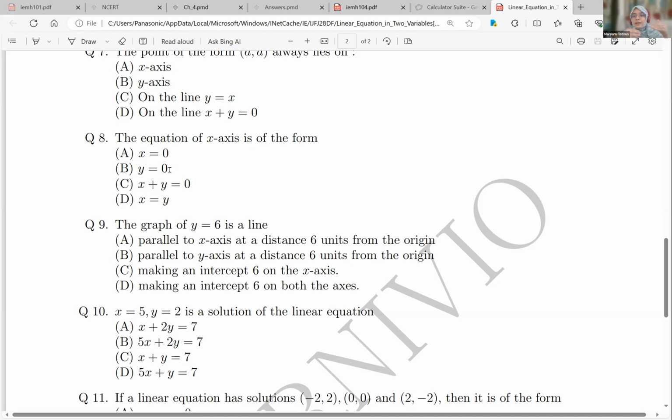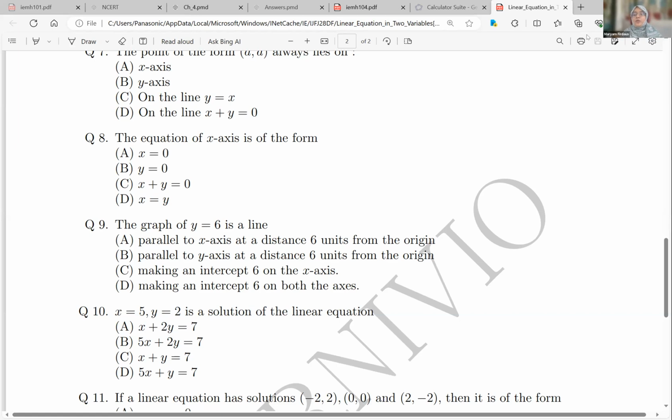X-axis, every single point, that is the x-axis. It is known by the name of x. So x has dominance over there, so it doesn't let y exist on its axis. So y is 0 on the x-axis. And similarly on the y-axis, x is 0. The x coordinate of every point on the y-axis is 0.